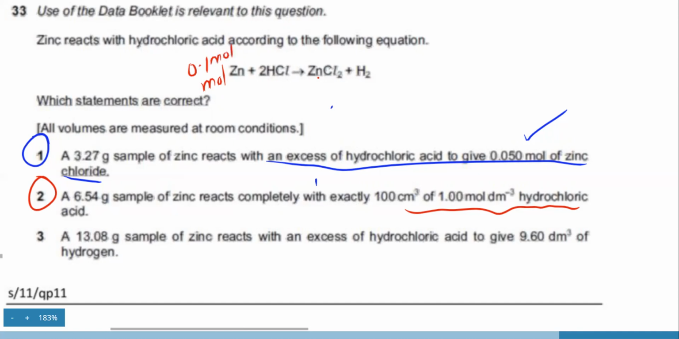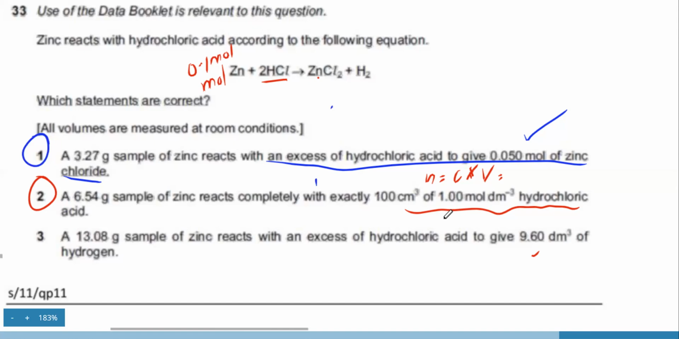Okay, so according to this ratio, what amount of HCl should you get? It's 1:2, so you get 0.2. So he's saying that it's reacting with 100 cm cubed of 1 mole per dm cubed hydrochloric acid. Can you find the moles of hydrochloric acid over here? 100, right? But you have to divide by 1,000 as well. Oh yeah. So you're getting 0.1.